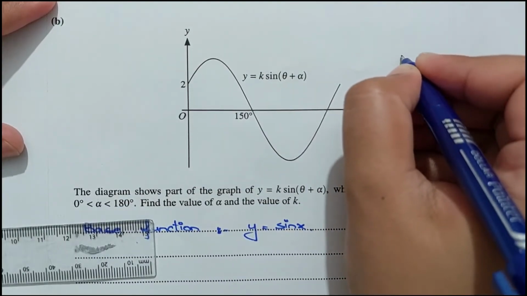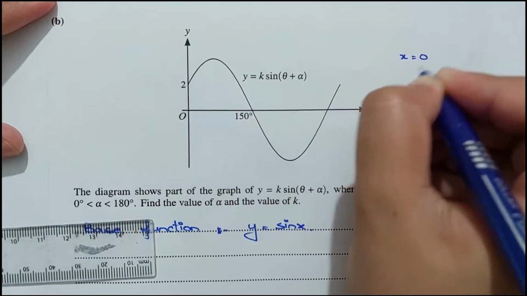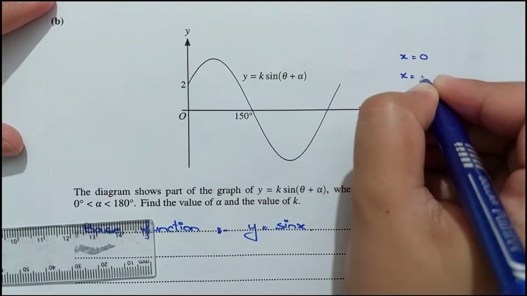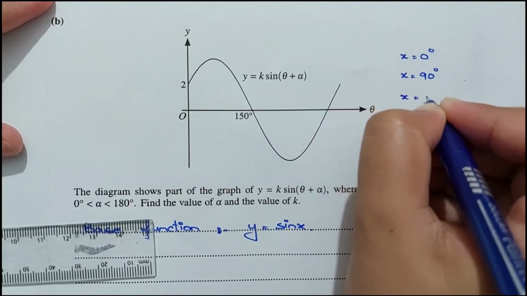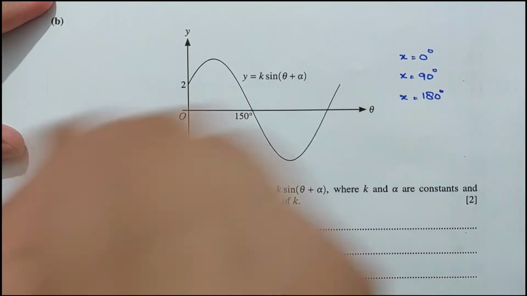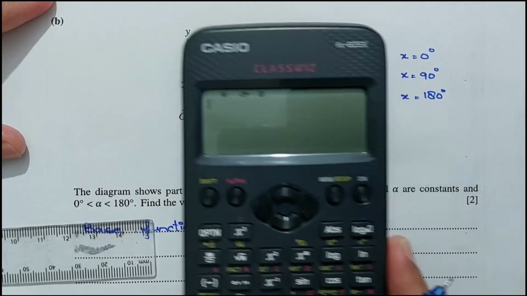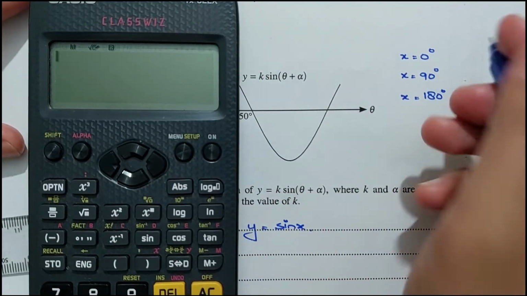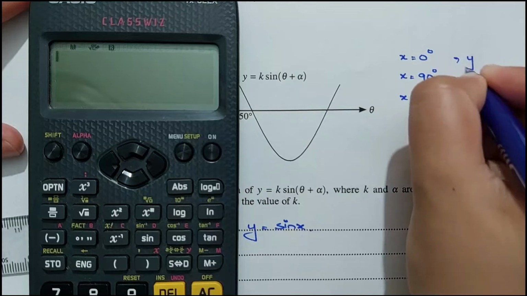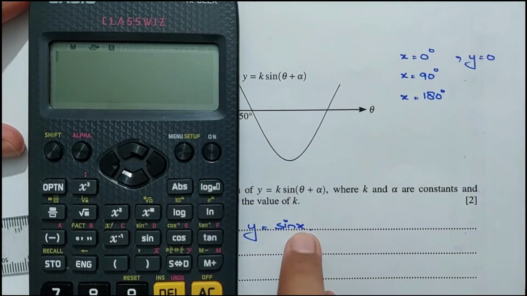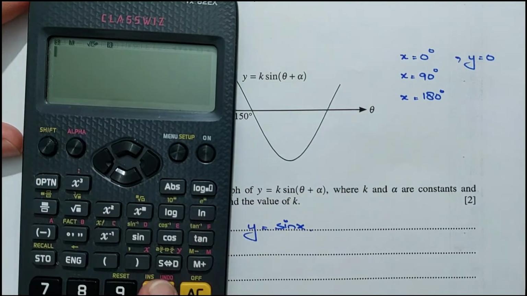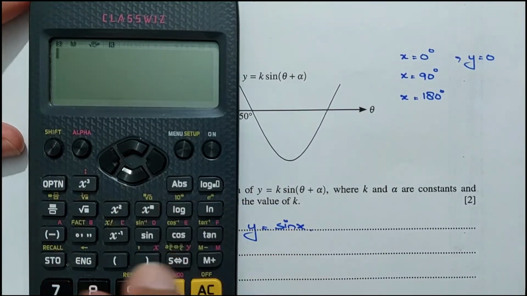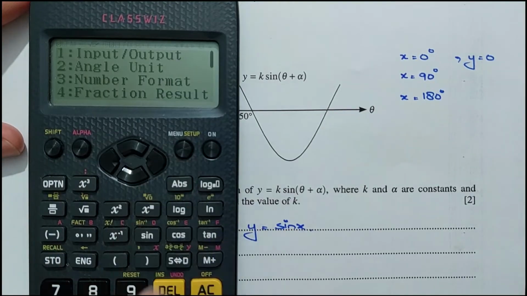So at x equals 0 degrees, 90 degrees, and x equals 180 degrees. 0, 90 and 180, we are just solving it. So for sine 0, we have y equals 0. And what is sine 90? Sine 90 is 1. Okay, my calculator is in radians. Let me convert it into degrees.